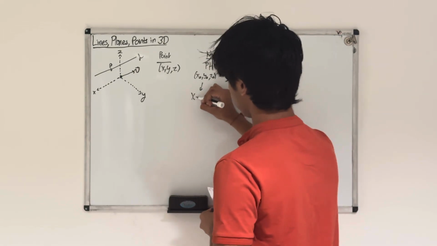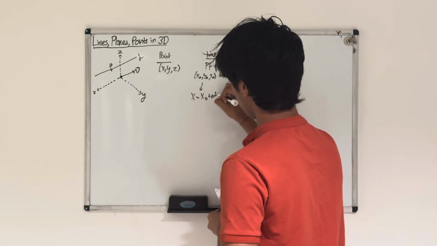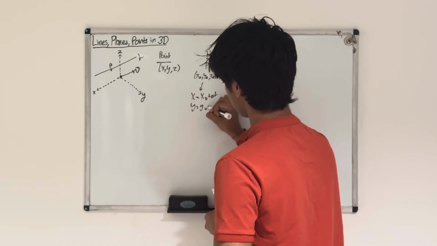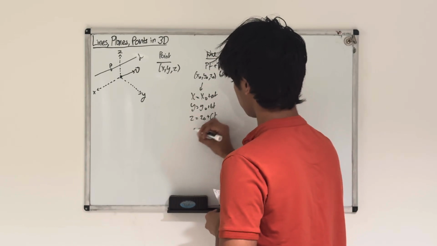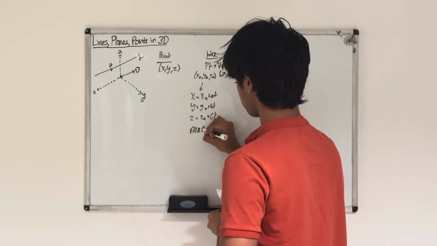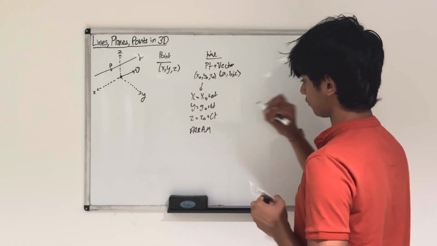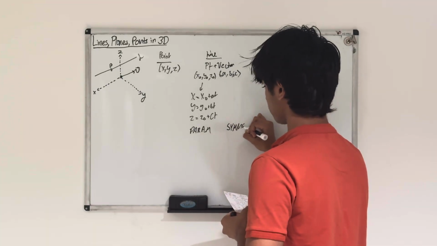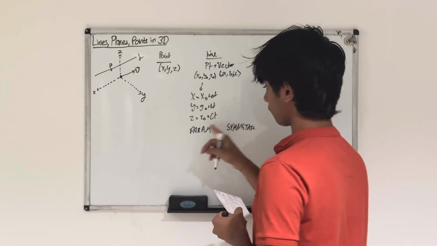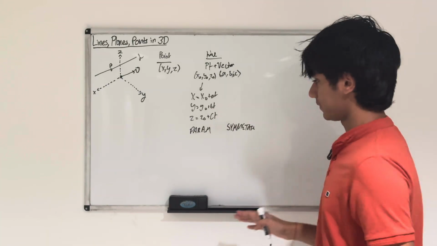So two ways we can define a line in 3D is through this thing called parametric form, which is x equals x0 plus at, y equals y0 plus bt, and z equals z0 plus ct. And this is called parametric form. We can also define it in terms of symmetric form. Basically, the way to define symmetric form is we solve each of these equations for t, and we set them equal to each other.